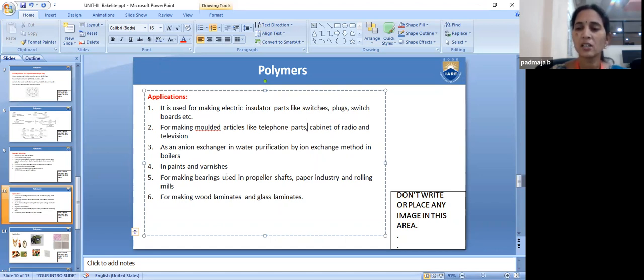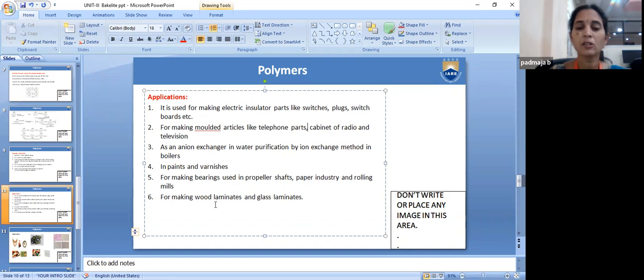In paints and varnishes also we will use it, and for making bearings used in propeller shafts. We are making those with Bakelite only. In the paper industry we will use it, and rolling mills also, because they are very strong, hard polymers.